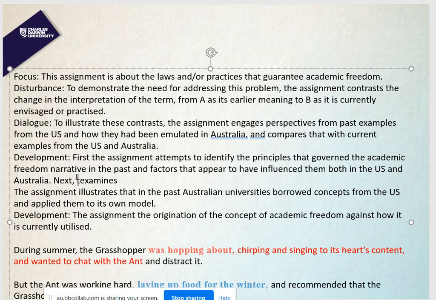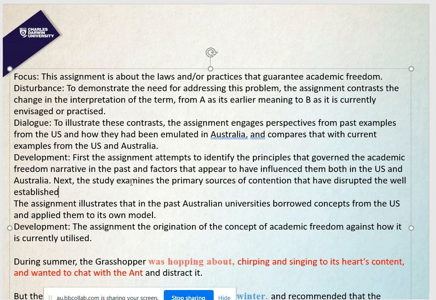Next, the study examines the primary sources of contention that have disrupted the well-established practices.